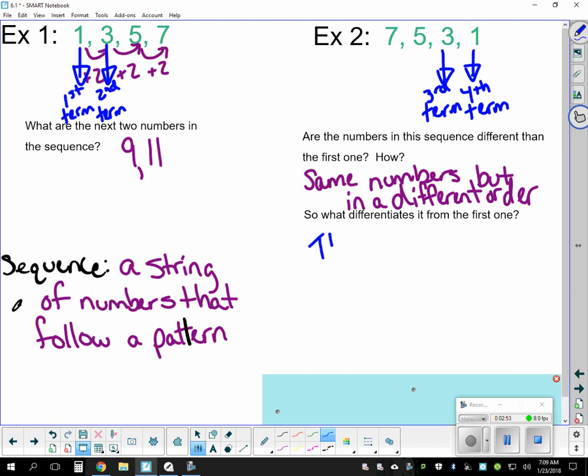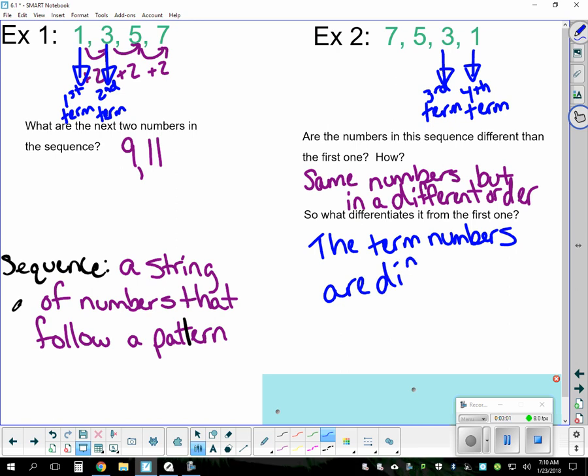The term numbers are different. So yes, there's a 1 in both sequences. There's a 3, there's a 5, there's a 7 in all the sequences. But the term numbers are different. Okay, and that order is very important, especially for our notation. Okay, so let's get into some of this notation stuff.